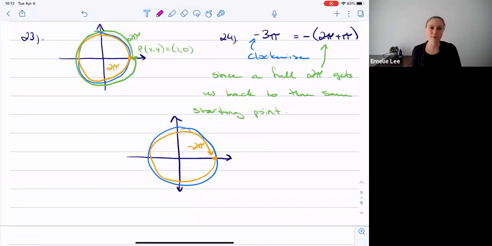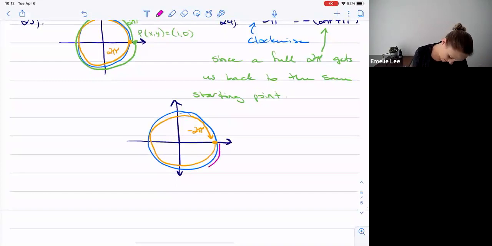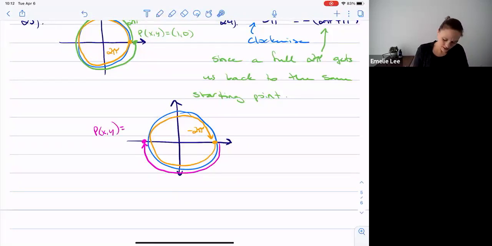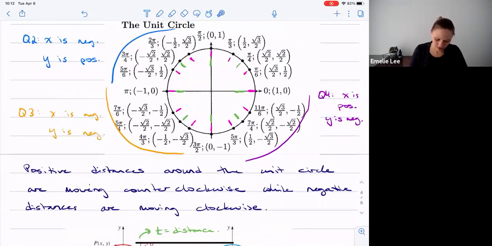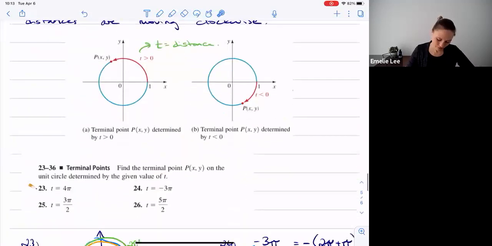Now I want to go another distance of pi, and knowing that a distance of pi is halfway through the circle puts me here. So P(x, y) is when x is -1 and y is 0, because this is the origin and I've got a radius of 1. So -1, 0. You could also have used the unit circle that we just introduced here and said, okay, -3 pi is -2 pi, back to here, and then negative pi puts me here at -1, 0, and that is the terminal point.